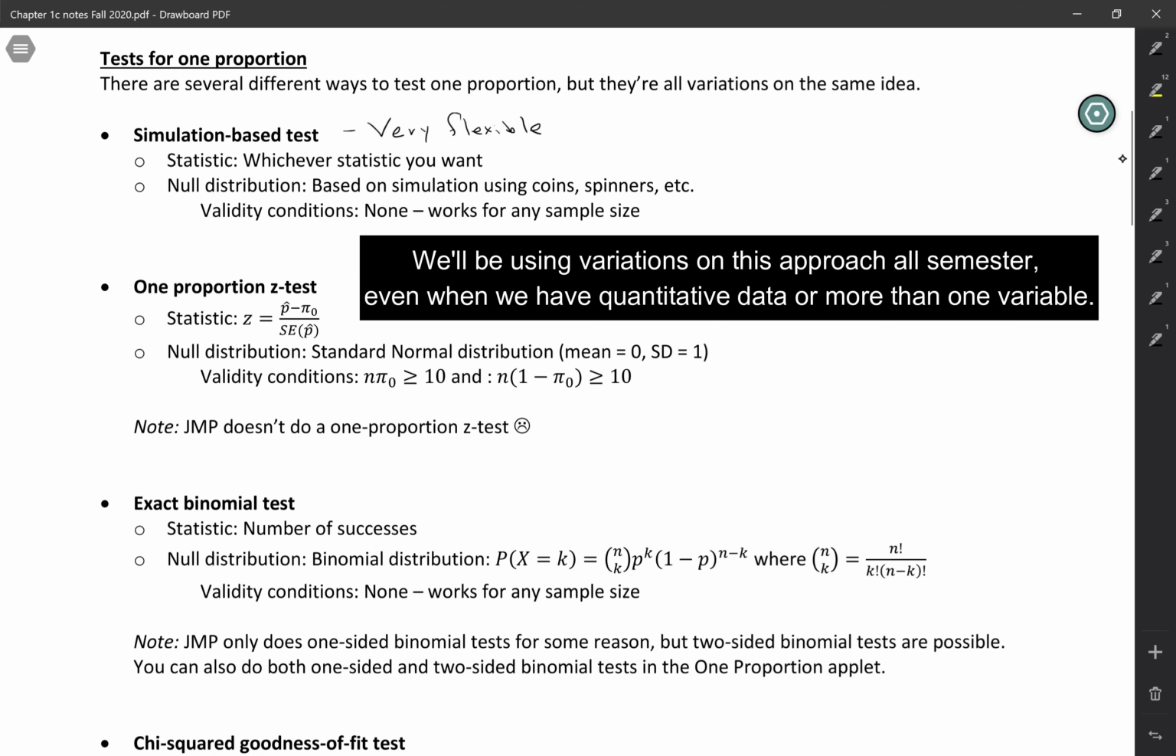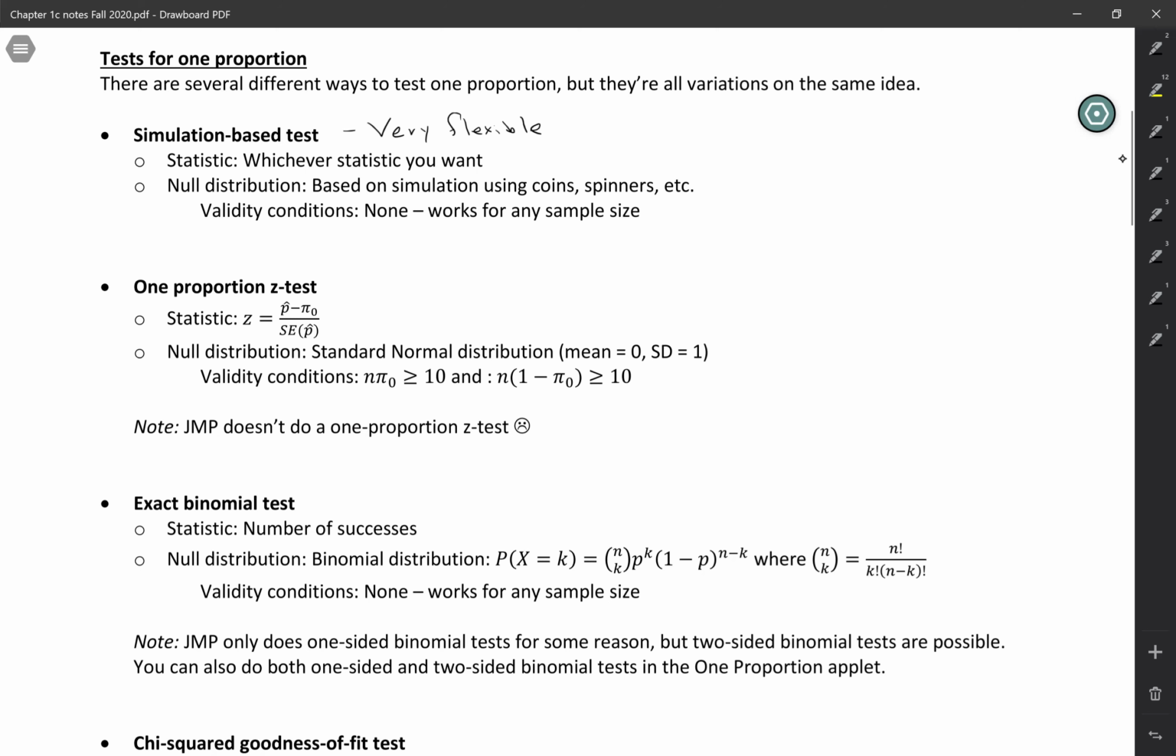Your null distribution is going to be based on a simulation, so coins, spinners, something like that, but you can do it for any sample size. So you don't have to check any validity conditions first. As long as your simulation matches your scenario, then you're good to go.